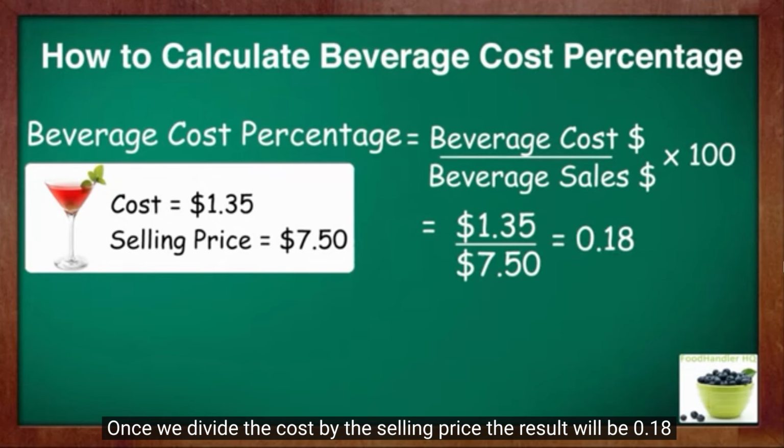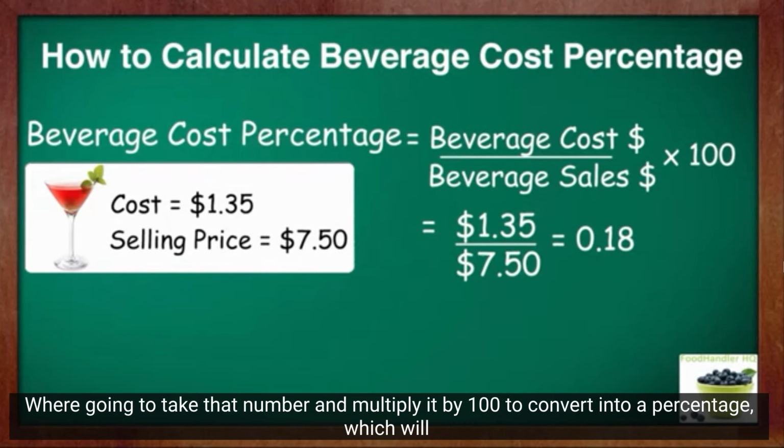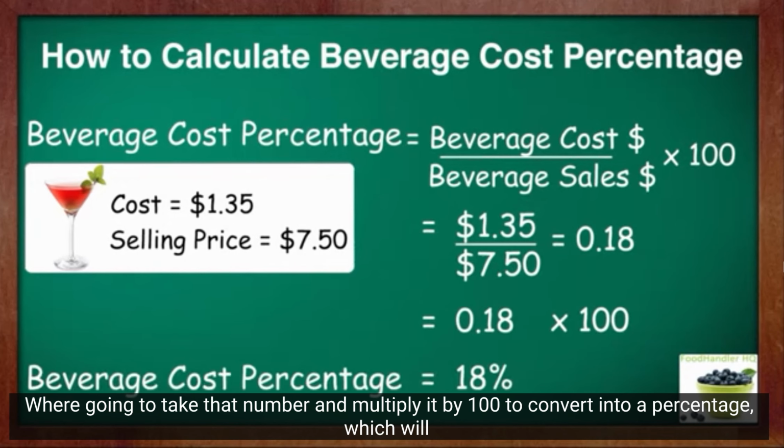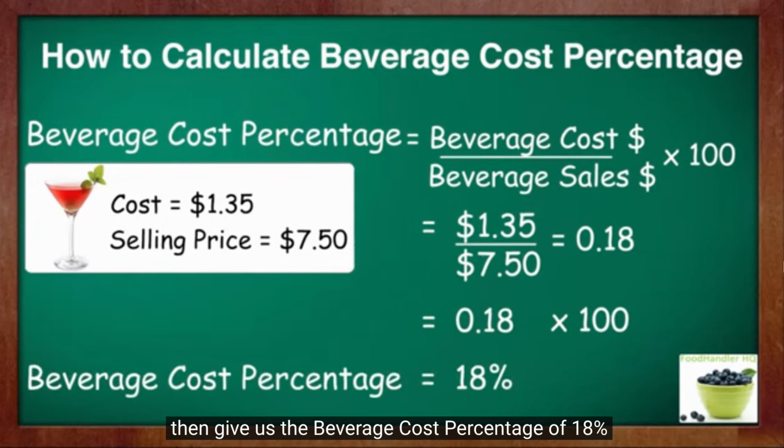Once we divide the cost by the selling price, the result will be 0.18. We're going to take that number and we will multiply it by 100 to convert it into a percentage, which will then give us the beverage cost percentage of 18%.